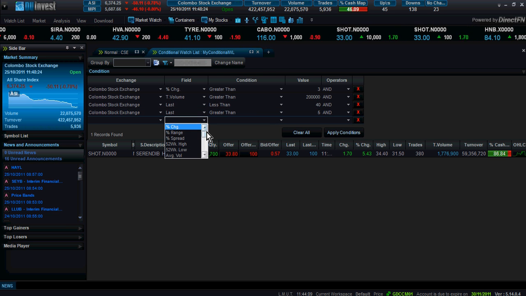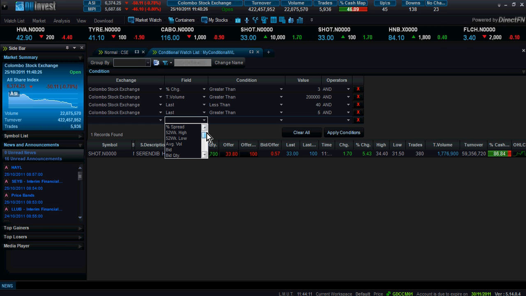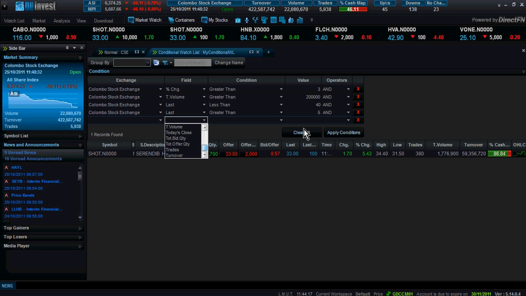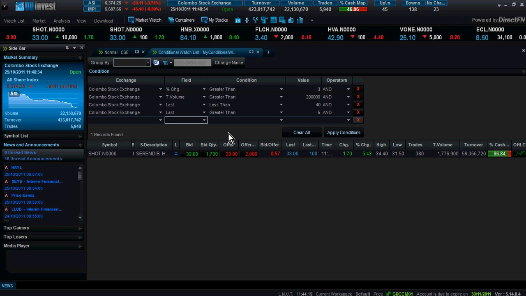Now there are so many other criteria that you have, like the percentage change, the percentage range, the spread, 52-week high low, the change, the bid price, likewise so many criteria. So you can set in your criteria and accordingly see the information.